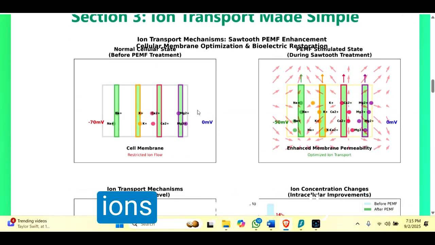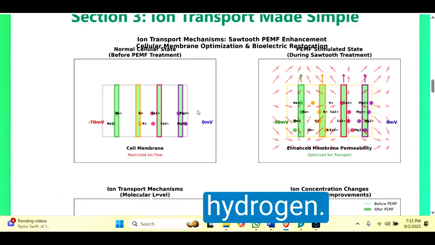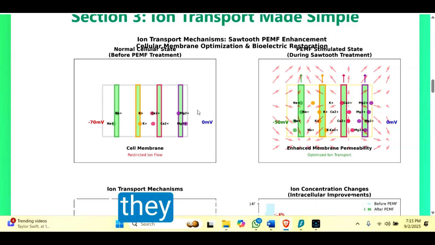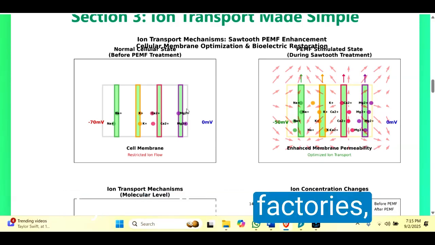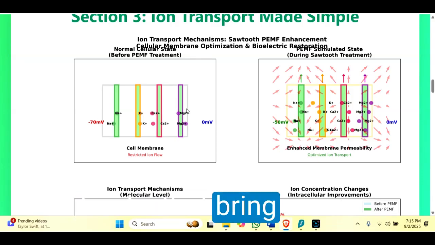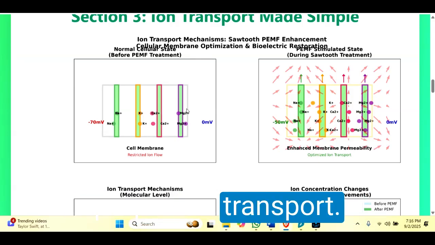So let's make this simple. Ions are electrically charged particles. Think calcium, potassium, sodium, hydrogen. And they need to move in and out of your cells for them to function properly. So here's an analogy. If your cells are factories, ions are like the delivery trucks that bring in raw materials and take away waste products. Without proper ion transport, your cellular factories shut down.